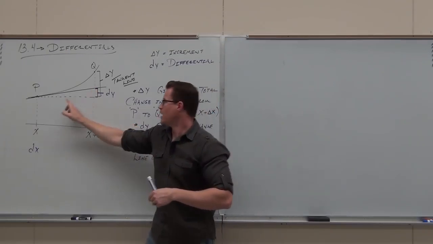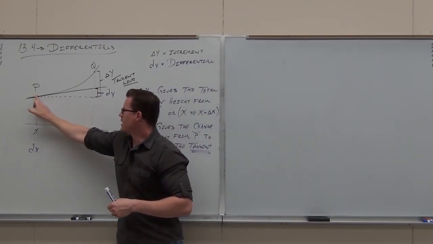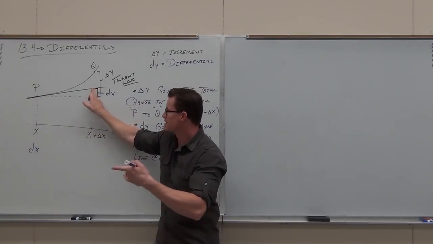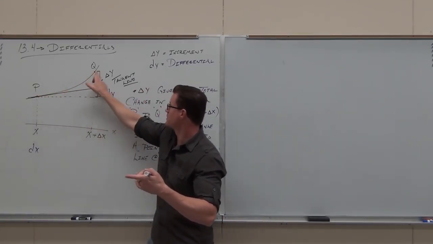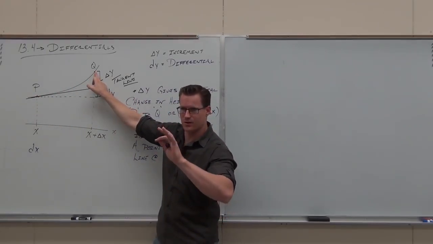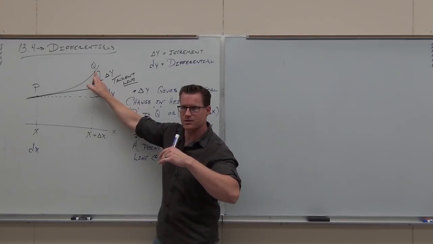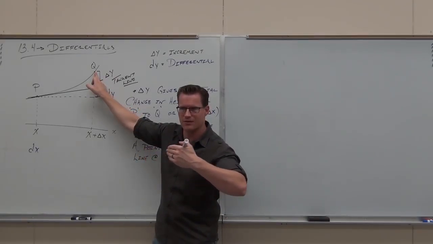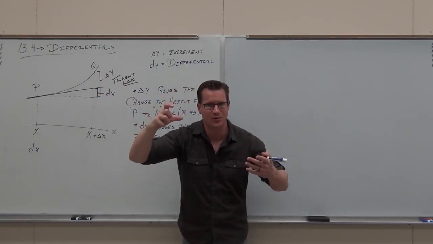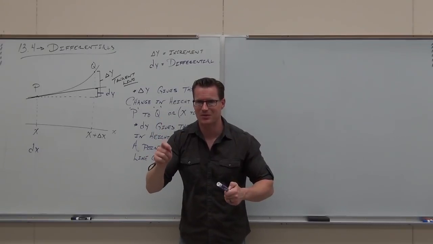Or you can think about it this way. dx says how far you travel from here to here along the x. Delta x is how far you travel from here to here along the x. Did you catch a shift? Deltas are on the curve. D's are on the tangent. Those are the same. Why? Because it's your independent variable. You're literally traveling the same distance and comparing the height changes along the dependent variable. You have to think about that in your head a couple of times, okay?